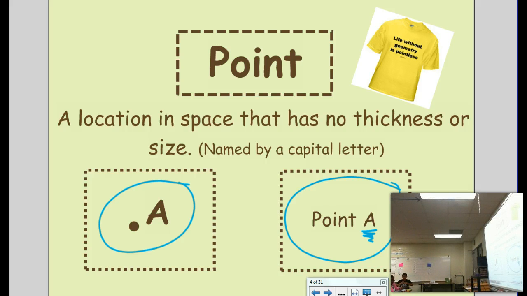And then the real world example, you can say a house in a neighborhood, you can say a doorknob, you can say the tip of my pencil. There's all different points that you could name for a real world example.